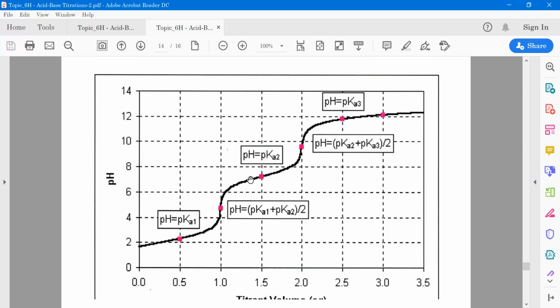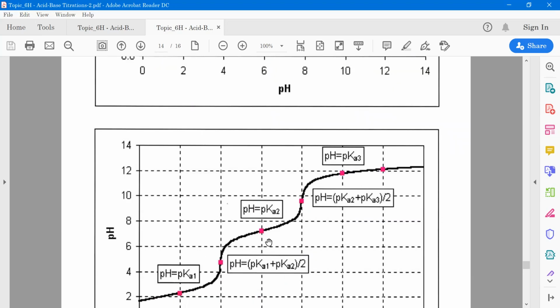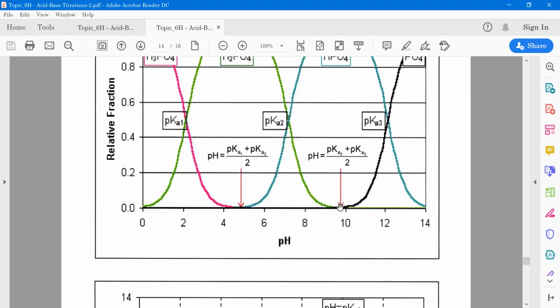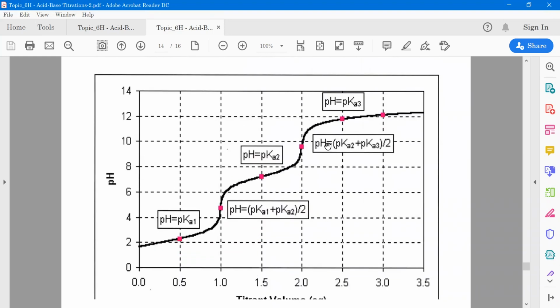With more addition of base hydroxide until we get to 2 equivalents. Now we've added 2 moles of hydroxide for every starting mole of phosphoric acid. We get to the second equivalence point, which occurs right here, right? And at that point, we're at a pH of just under 10, which means we're right about here, saw in the preceding figure, right? And the pH at that point is the average of pKa2 and pKa3.